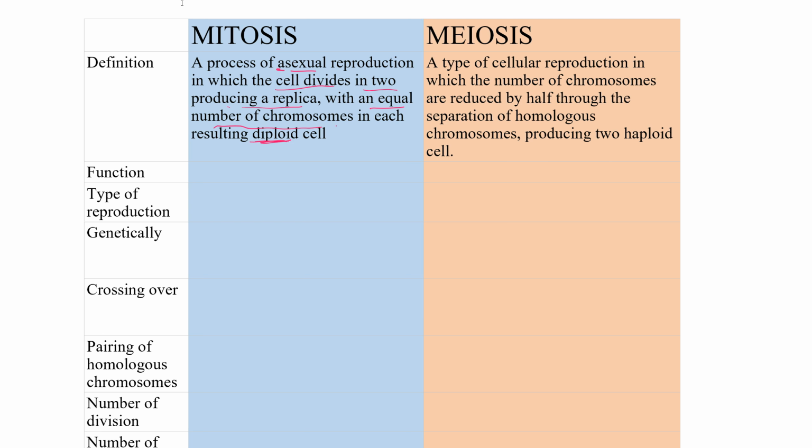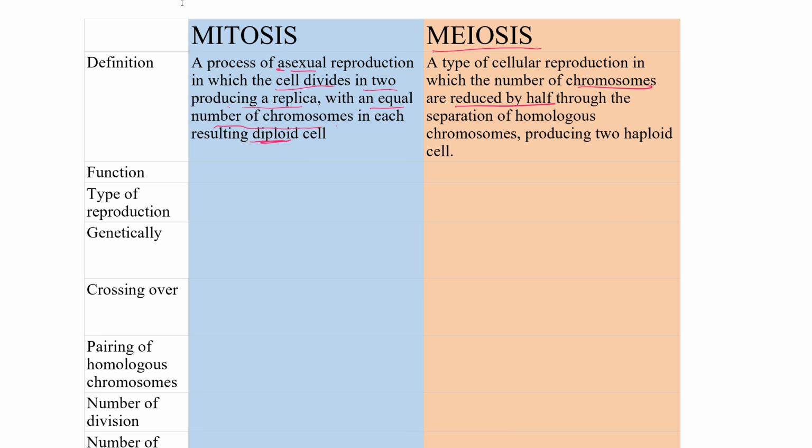So basically, diploid means you have the double number of chromosomes. Haploid means you have half the number of chromosomes, right? So we started as diploid, we end up as diploid. Meiosis is a type of cellular reproduction in which the chromosomes are reduced by half. So if I start with 2n, I will end with n.